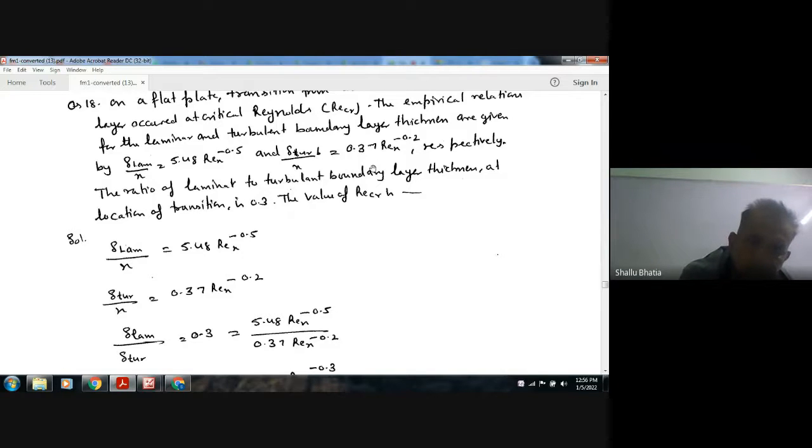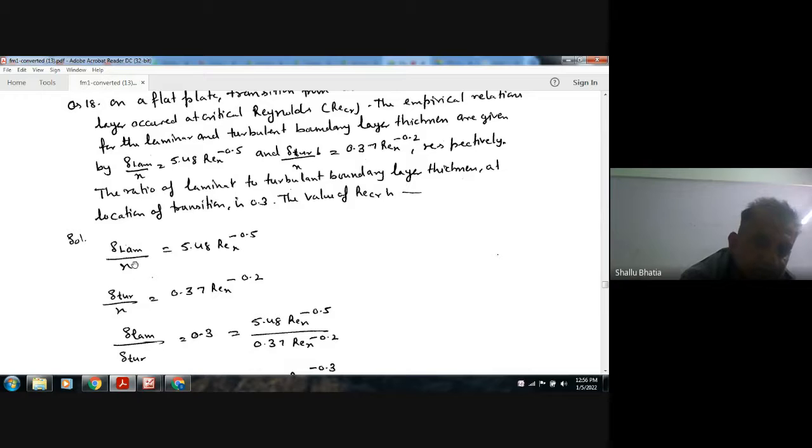Okay, the ratio of lambda on the other side is given. At transition it will be the same, but at location x. Sorry, the ratio of lambda to the tubular boundary layer thickness at the transition location is 0.3.